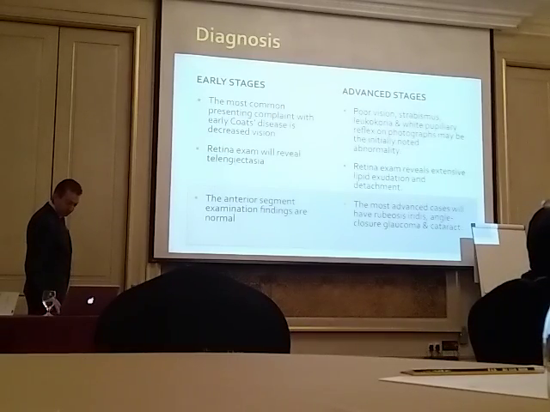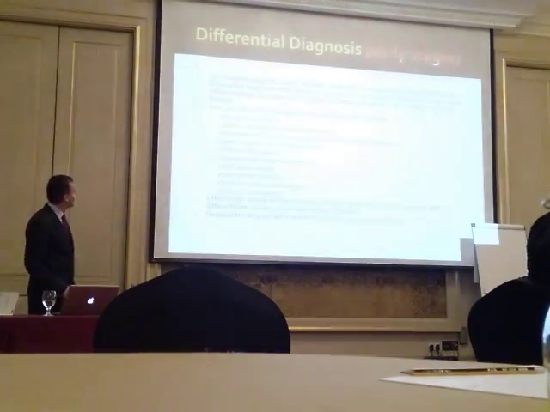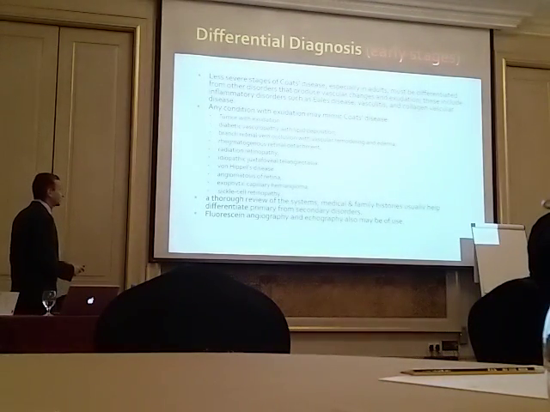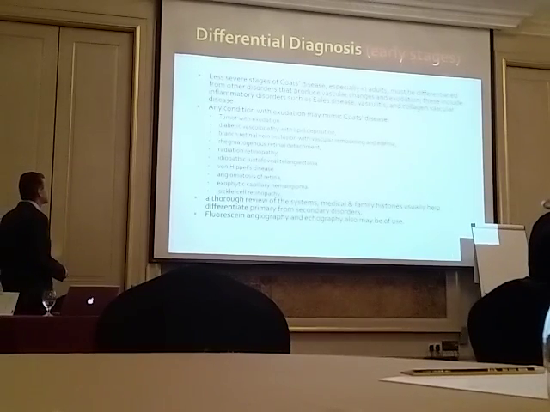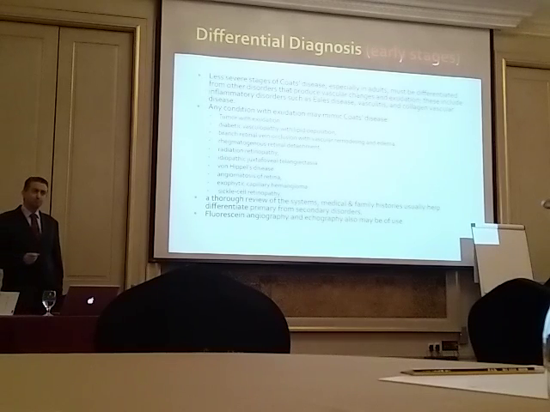So as we said before, what is the differential diagnosis? The less severe stages, especially in adults, must be differentiated from other disorders that produce vascular changes and exudation, for example Eales disease, vasculitis, collagen vascular disease. Any condition that has some kind of a mass with exudation should be considered, like a tumor with exudation. What are tumors that do exudation in this age group? Retinoblastoma, very good.